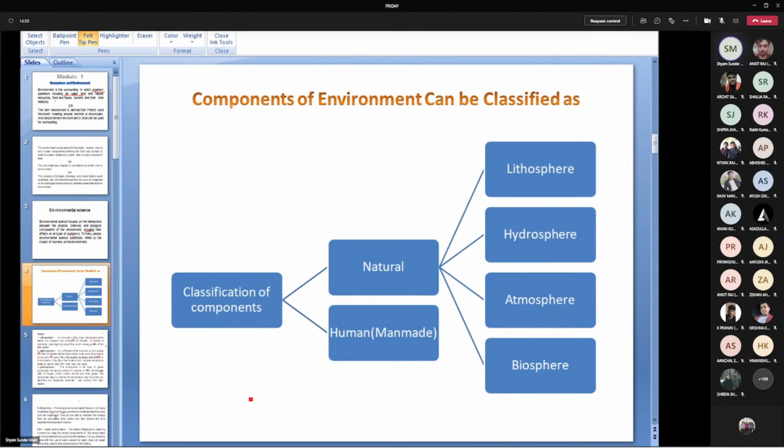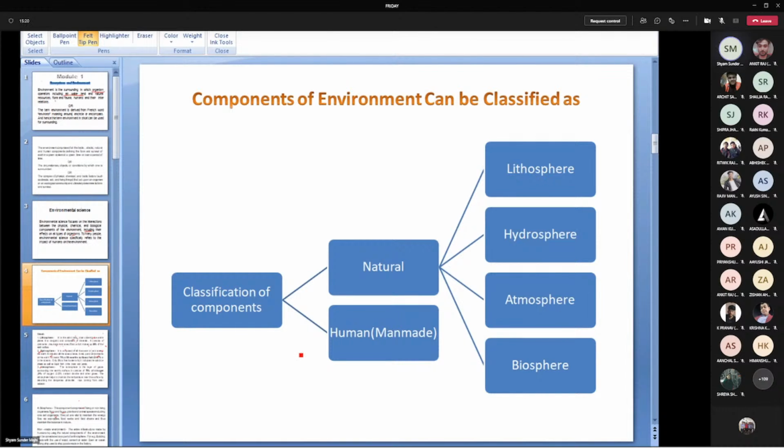So how this is increasing or decreasing: lithosphere, hydrosphere, atmosphere, biosphere. Which one will be the upper level, which one the lower level. This type of question will come, so I think that will be discussed later. But according to the syllabus, I have discussed this briefly.